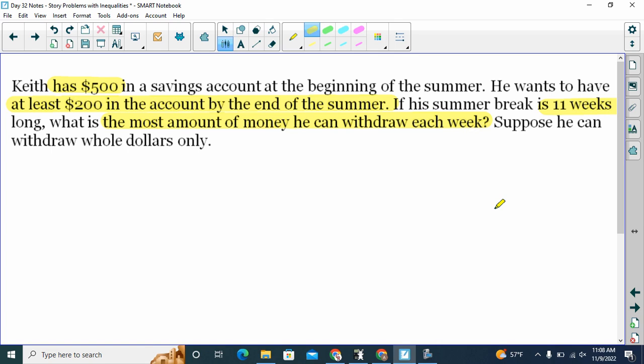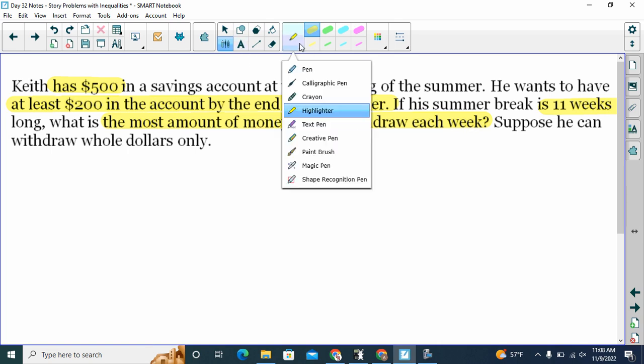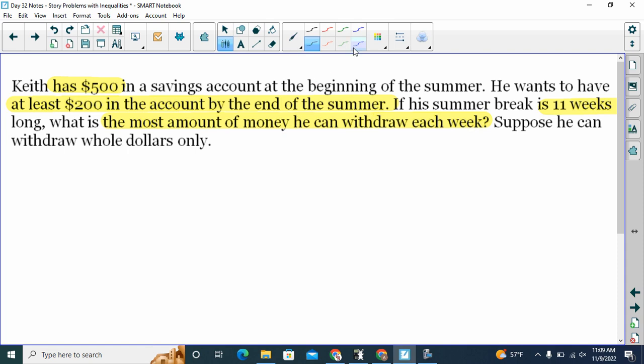Keith has $500 in a savings account at the beginning of the summer. He's not putting any money in his savings account. That's not a great idea, but he's only withdrawing money. It says he wants at least $200 in the account by the end of the summer. His summer break is 11 weeks long. What's the most amount of money he can take out every week?